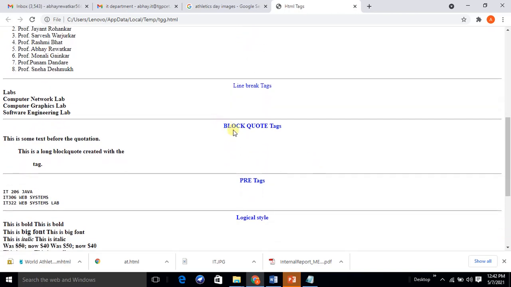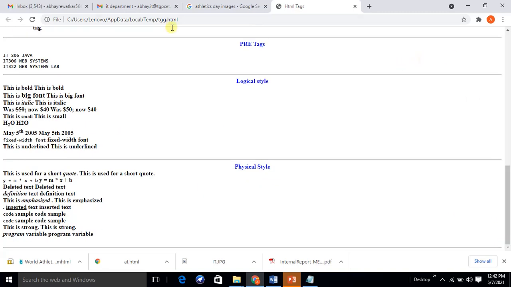Now here you may again observe the block code tag. This is called a block code tag. Using the block code tag, you can display the text as shown here. The pre tag. What is the use of the pre tag? Here you may again observe the output of the pre tag. Logical style. We know that we have different types of style.